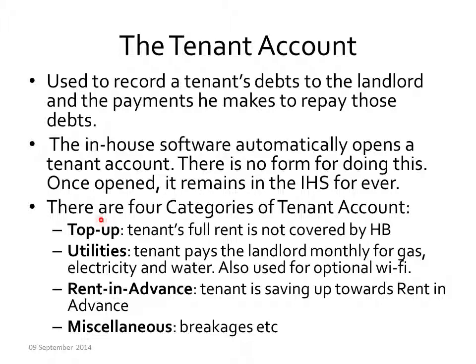The categories are top-up, for tenants who are working and therefore their housing benefit payment is less than their rent. Utilities. Some of the properties don't have gas and electricity meters, and this category records the monthly lump sum the tenants have to pay to their landlord. Even if the tenants pay metered utility bills, a few properties offer Wi-Fi for a fixed monthly payment.